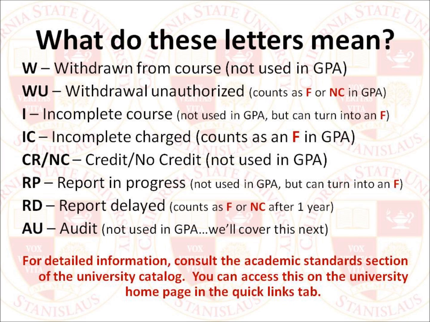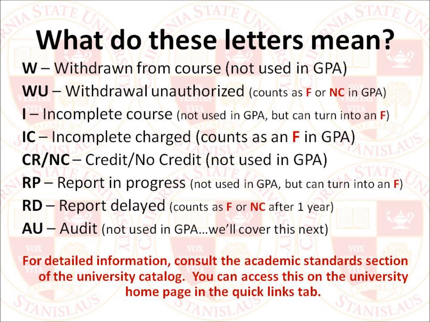This grade is not used in calculating your grade point average, meaning it doesn't count for you or against you. A WU indicates that an enrolled student did not withdraw from a course but failed to complete the course requirements. For the purposes of grade point average calculation, the WU symbol is equivalent to an F.